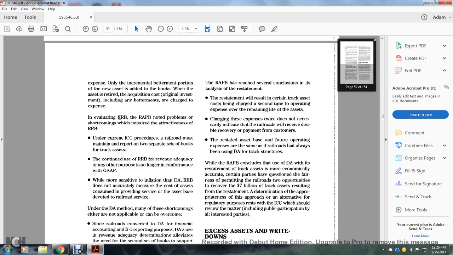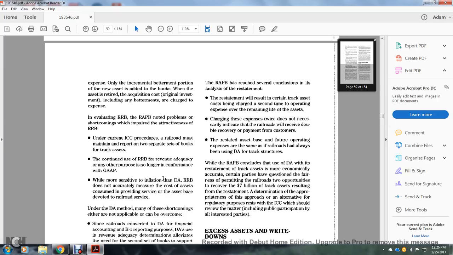The retired assets are charged at the acquisition cost of the original investment, including the betterments that are charged to expense. The evaluation of the RRB by the Railroad Accounting Principles Board then noted the problems and shortcomings impairing the attractiveness of the railroad retirement betterment. Under the Interstate Commerce Commission procedure, the railroad must maintain and report two separate sets of books of track assets, to continue the use of railroad retirement betterment for revenue adequacy purposes, which no longer conform with government accounting auditing principles.